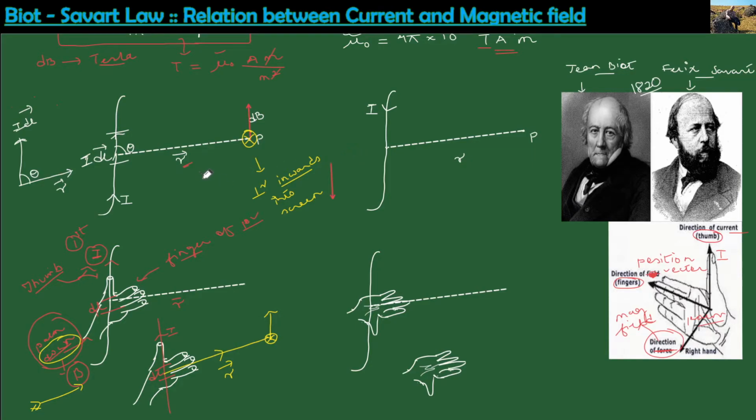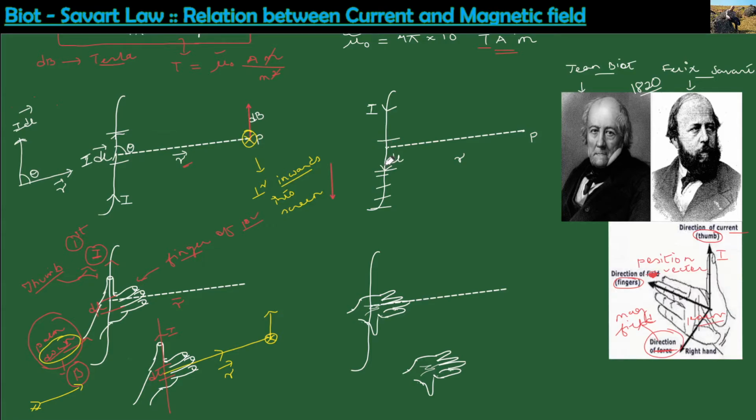Understand? So next, again I can divide this conductor into many elements. Suppose I consider this particular element, and let that element be dL. Then this current element will be in this direction.